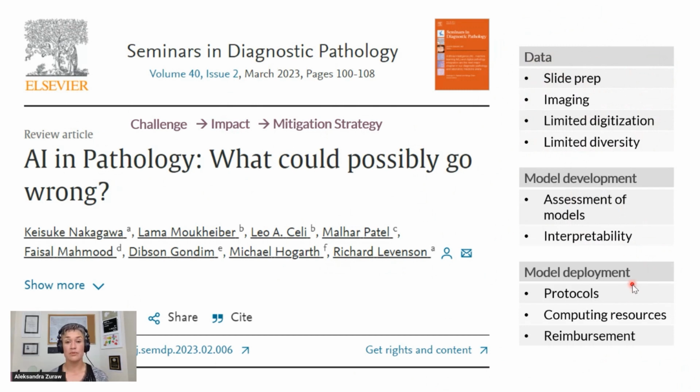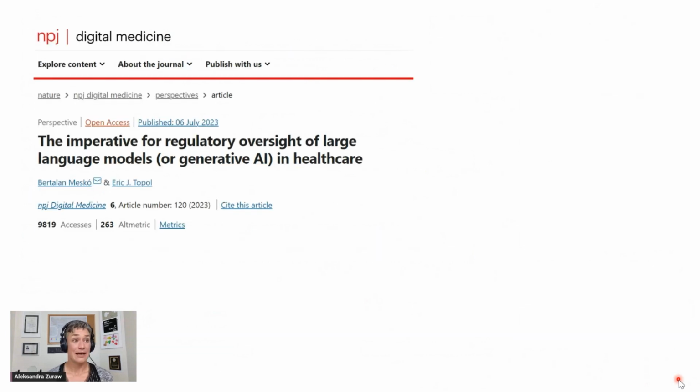And then what about model deployment? What are the protocols? Are there protocols? Well, not necessarily. What about the computing resources? Can anybody do this? What about reimbursement in medicine? Are the image analysis algorithms going to be reimbursed? How? Digitization? How? There are some codes for reimbursement, but no money following the codes yet. We're in the exploratory part of this. But because there can be significant impact, we need mitigation strategies, and there are significant challenges, there is an imperative for regulatory oversight.